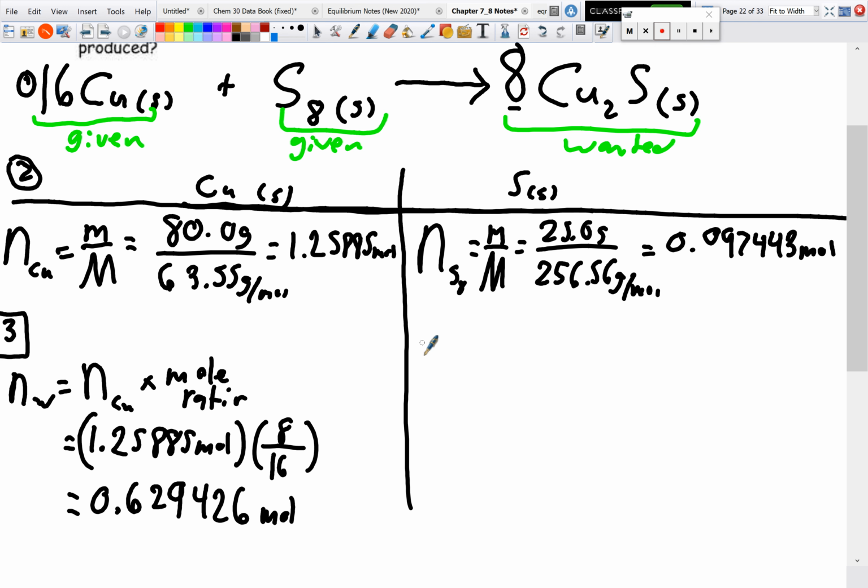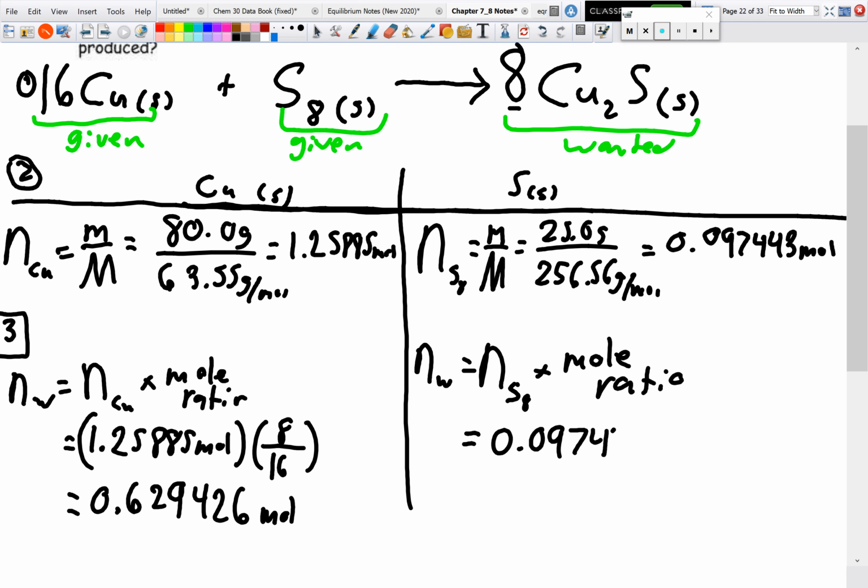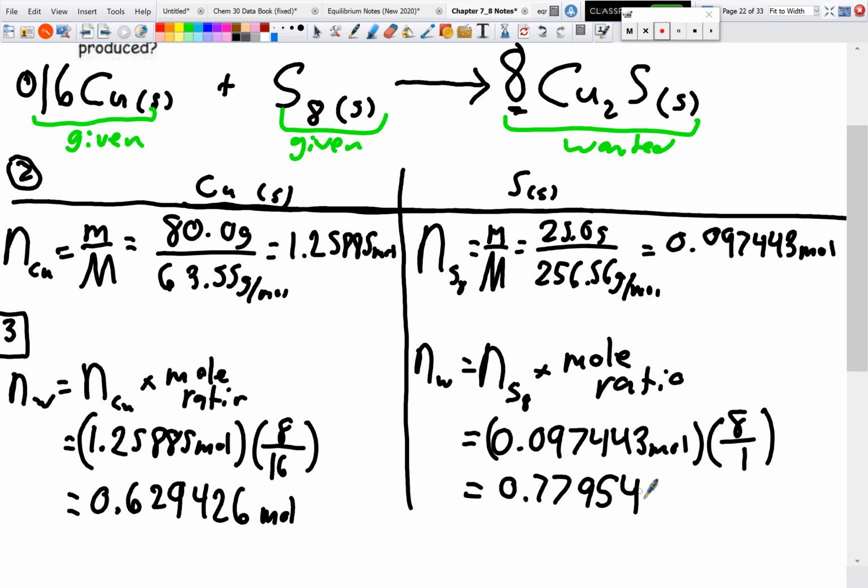Now we're going to do the exact same thing for our sulfur. So in this case right here, number of moles of our wanted is just equal to number of moles of our sulfur times our mole ratio. So that is our 0.0974443 mole times our mole ratio, so wanted 8, over given, this time because it's sulfur, the coefficient in front of sulfur is 1. So when we do this, it's 0.77954448 mole.